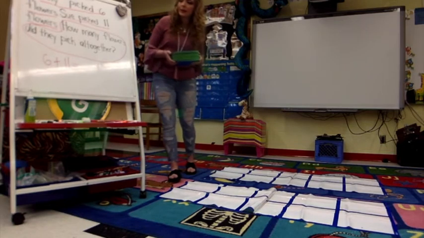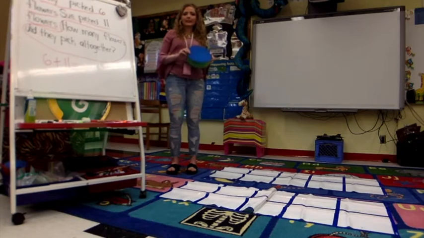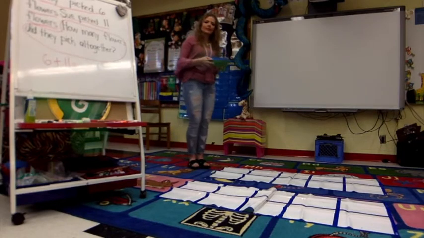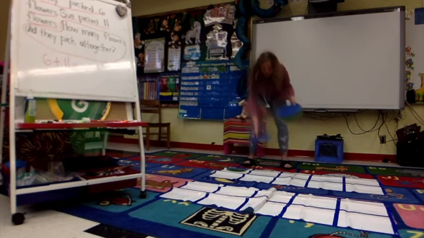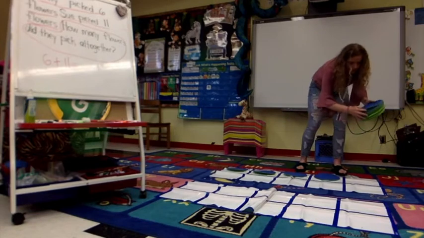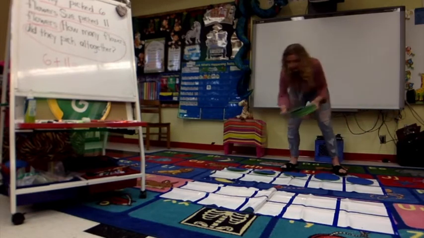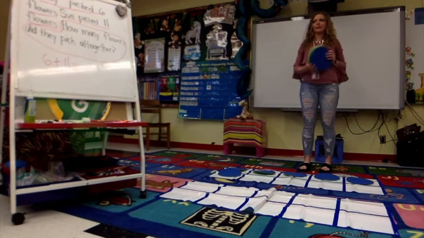So first we're going to put down Sally's flowers. It says Sally picked 6 flowers. And the blue side of our pieces are going to represent Sally's flowers. So I want you to count out 6 flowers with me. Ready? 1, 2, 3, 4, 5, 6. So these 6 pieces represent the flowers that Sally picked. And now it tells us that Sue picked 11 flowers.